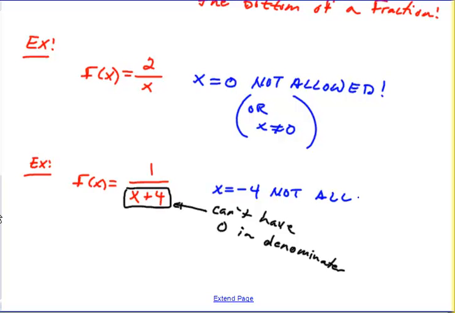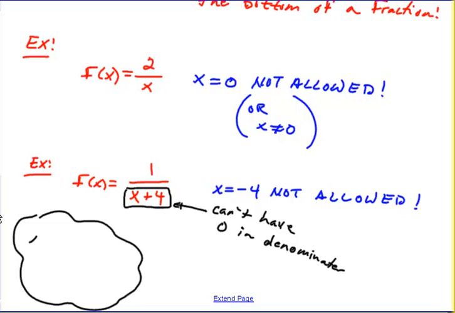So sometimes, guys, it's going to be tricky. In fact, what I do when they start getting tricky is I say, well, this is my thought bubble. X plus 4 cannot be equal to 0. And then I solve the thing for x. Minus 4, minus 4. Oh, x cannot be equal to negative 4.